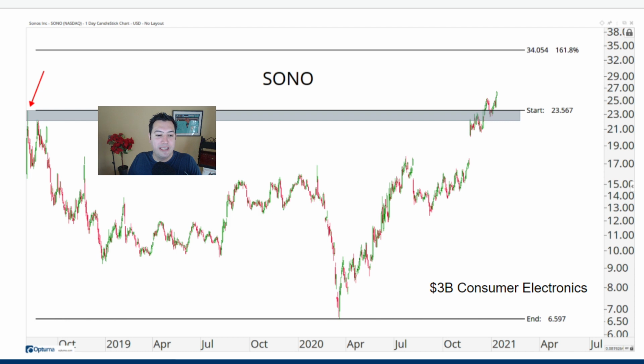So what do we got? We got resistance at the IPO in 2018. We're finally back to the scene of the crime, just now breaking out. 23.5 is my level. If we're above 23.5, I like this one long with a target of 34.